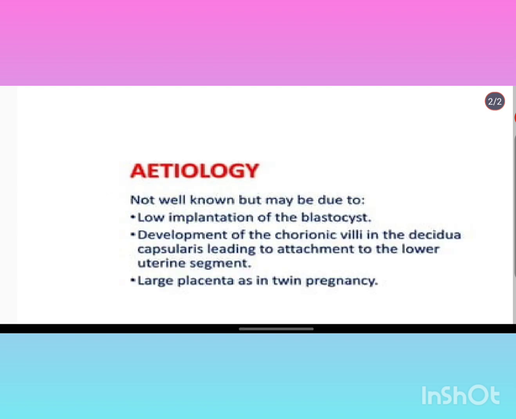Now we'll see the causes of placenta previa. There is no exact cause known for placenta previa, but certain theories say that it may be because of the implantation of the blastocyst on the lower segment of the uterus, and also when the chorionic villi develop, they attach themselves to the lower uterine segment. It may also be because of a large placenta, as we see in twin pregnancy.